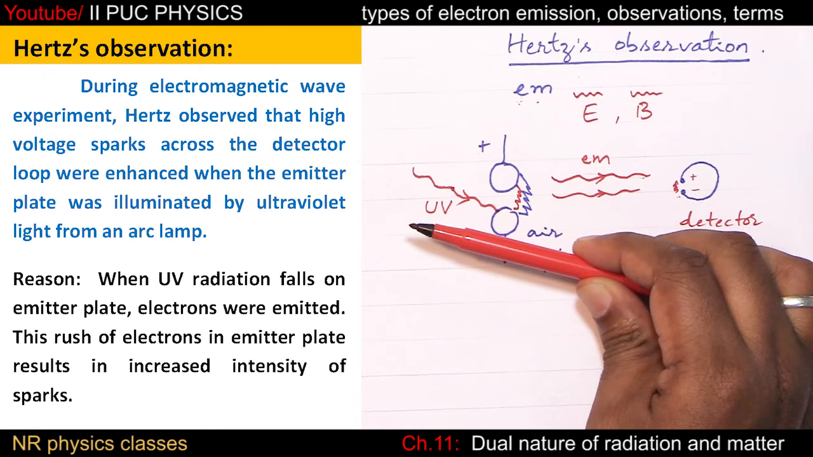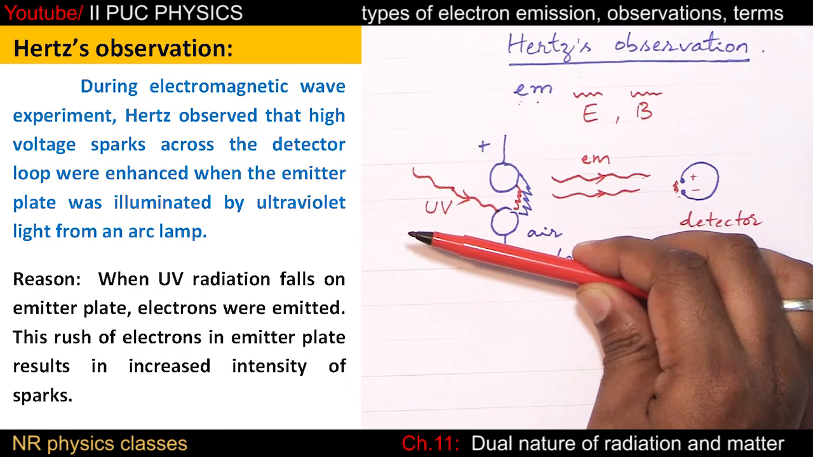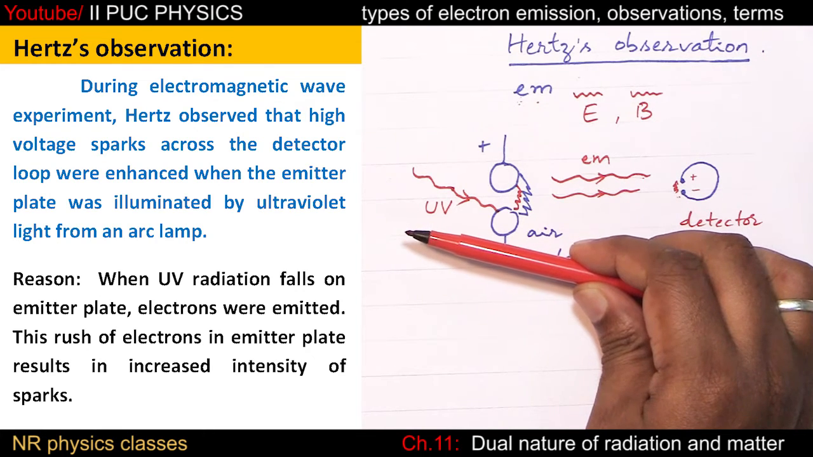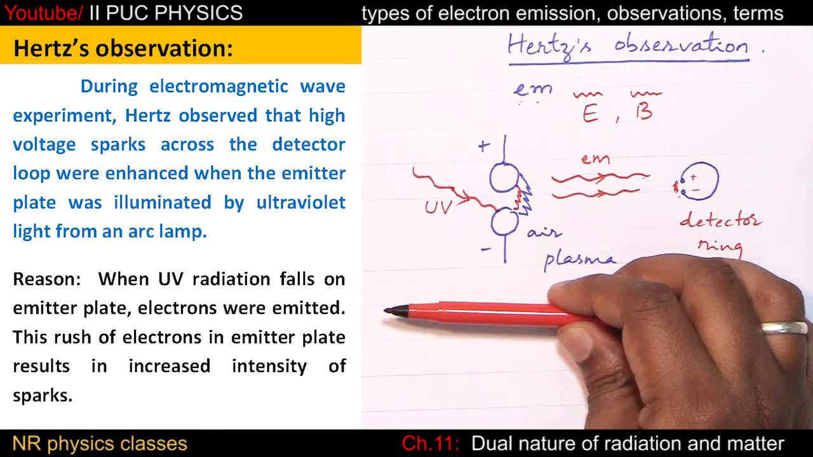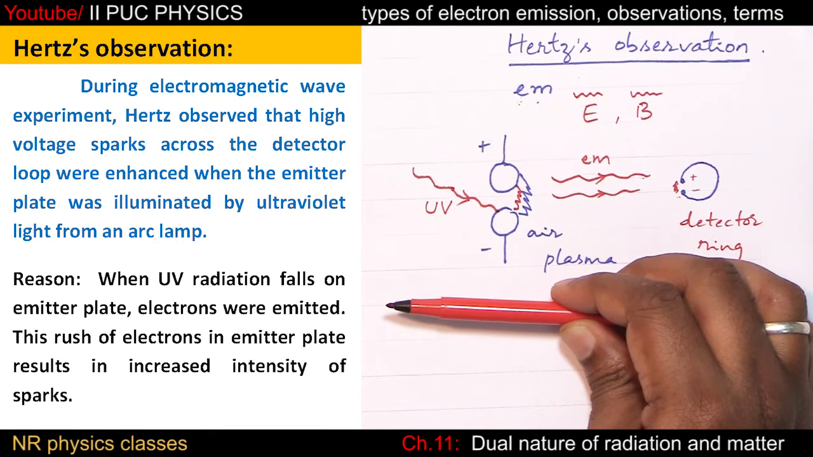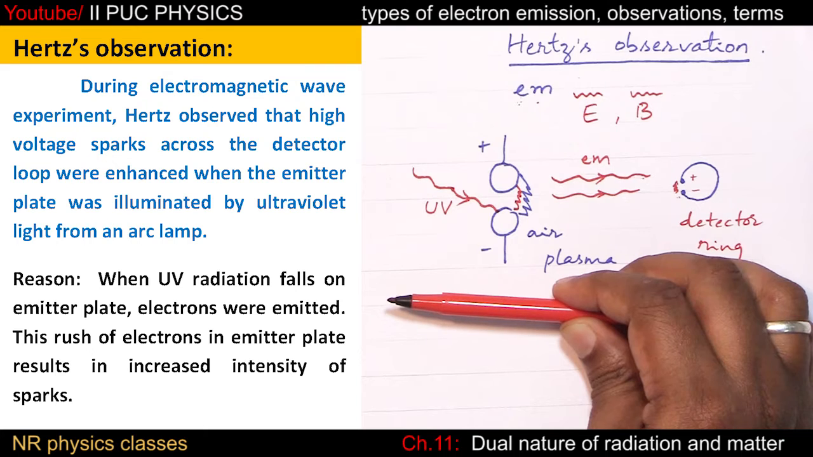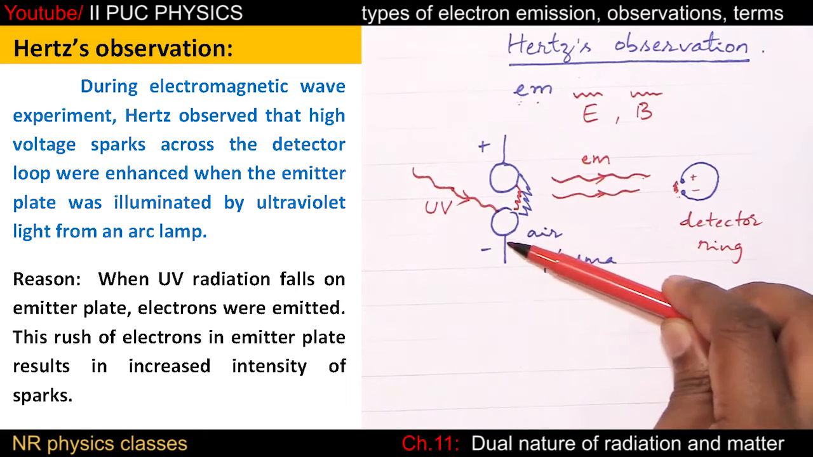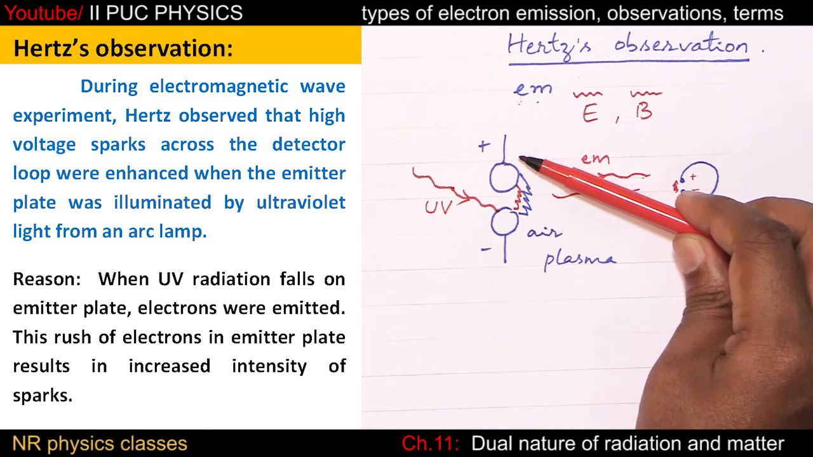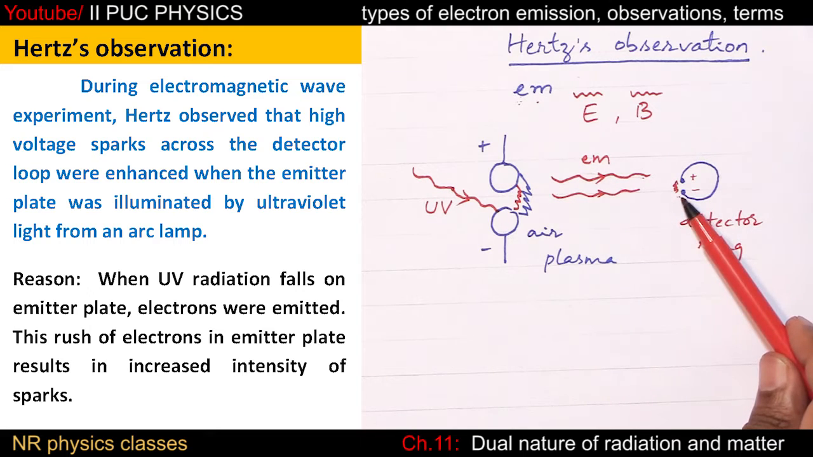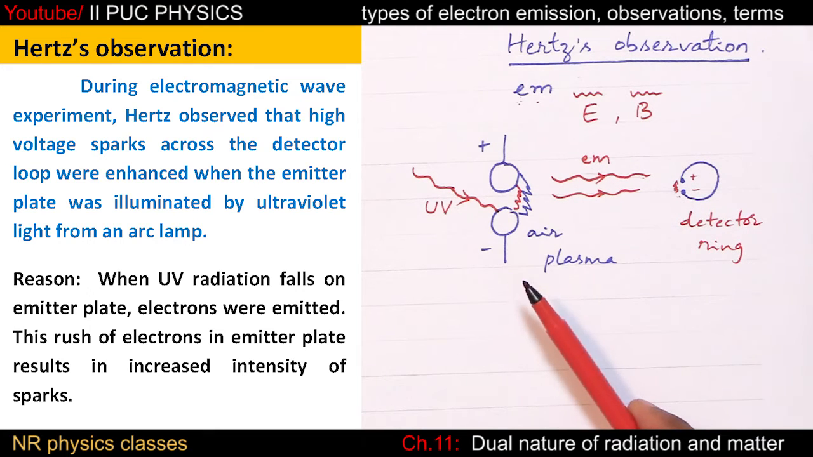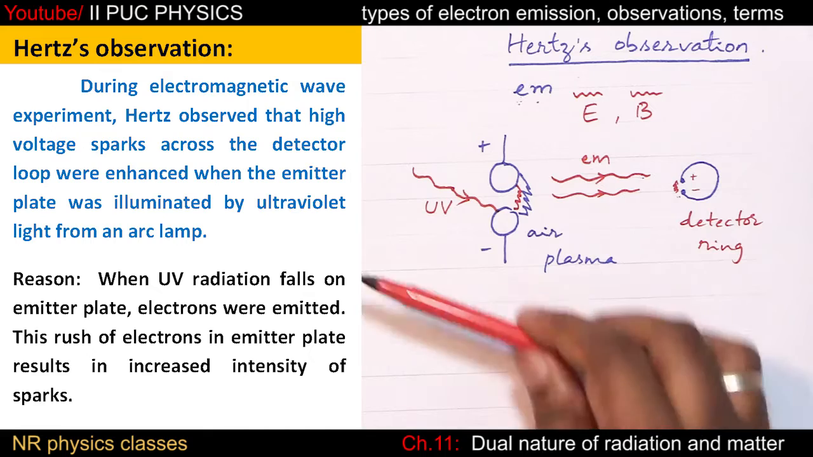During the electromagnetic wave experiment, Hertz observed that high voltage sparks across the detector loop were enhanced when the emitter plate was illuminated by ultraviolet light from an arc lamp. What's the reason for this observation? When ultraviolet radiation falls on the emitter, electrons are emitted. These emitted electrons jumped from one terminal to another terminal, which increased the intensity of sparks. So these statements are enough.